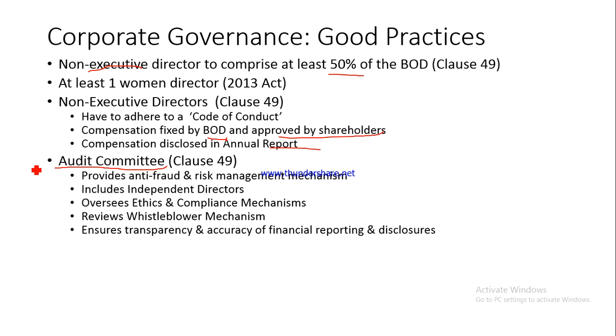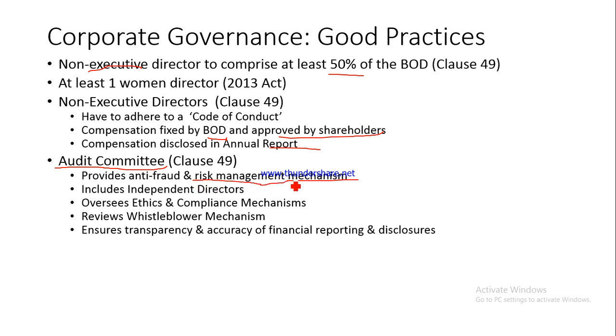Now what has been said about the audit committees? They should provide anti-fraud and risk management mechanism so that no fraud takes place and all the risks are properly covered. So this is one thing that the audit committee will have to do. It will have to devise a mechanism so that no fraud may take place and the risks are properly taken care of.